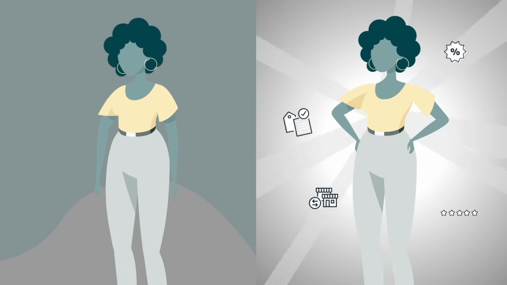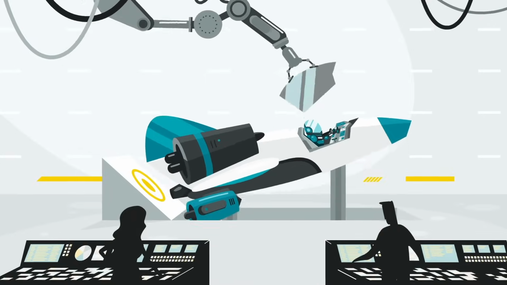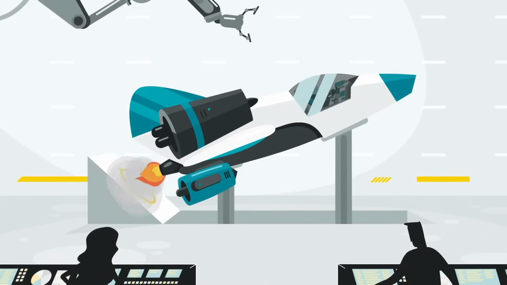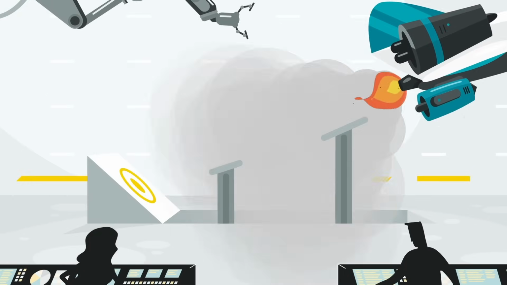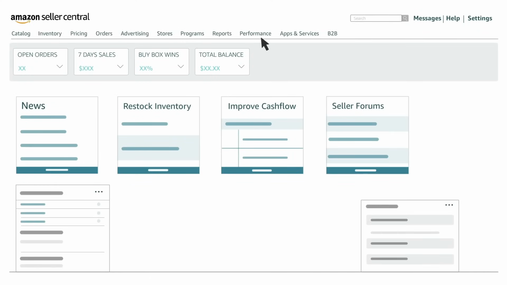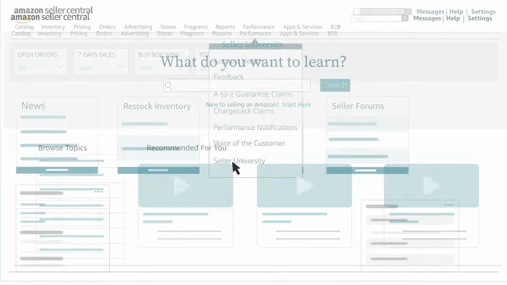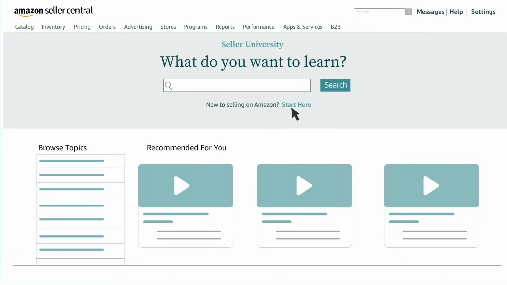Understanding and employing the tools at your disposal is only the beginning. Amazon continuously adds ideas and launch opportunities to take your business to the next level. Ready to learn how? From your Seller Central homepage, hover over the Performance tab, select Seller University, and click on Start Here to view the Quick Start Guide. This will help you kickstart your business. You can also browse additional topics to enhance your knowledge.